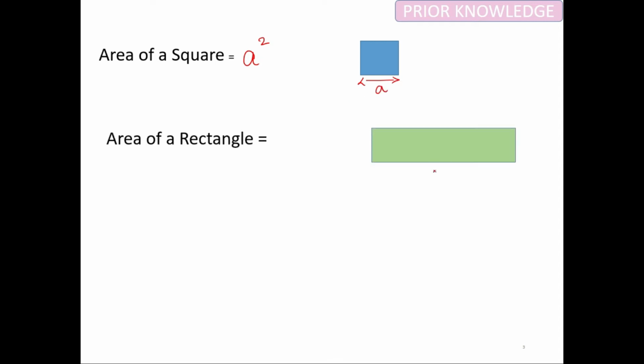Beginning with the prior knowledge that we need to do this topic. The area of a square is given by a squared, where a is considered as a side. The area of a rectangle, where it has a length capital L and W as its width. Now you can use the letter W or B according to what you have learned. The area is given by L times W.